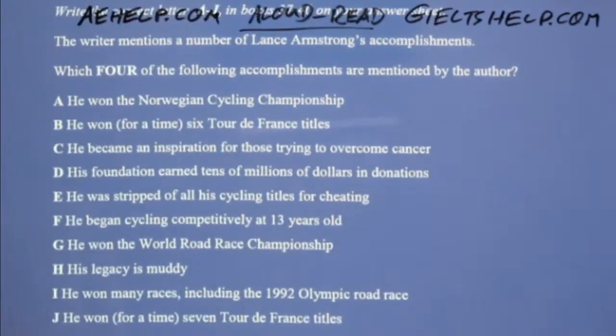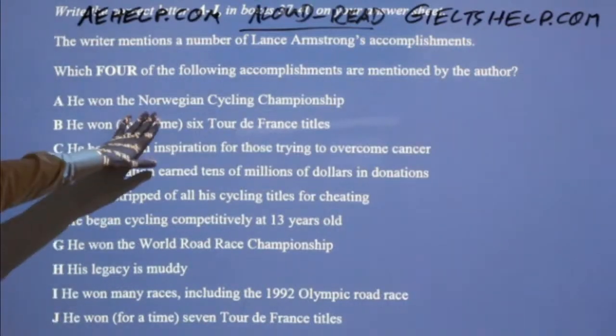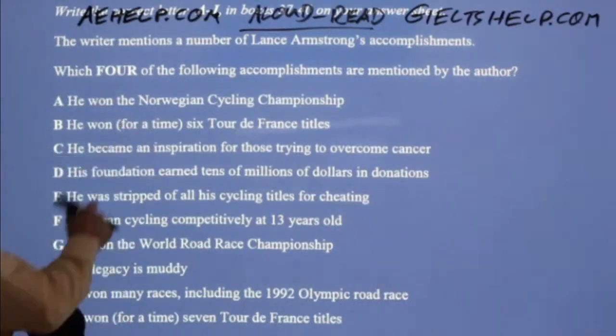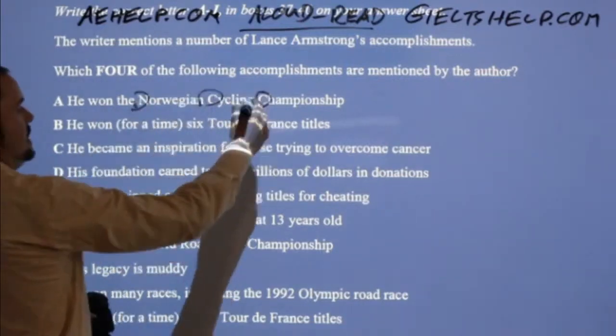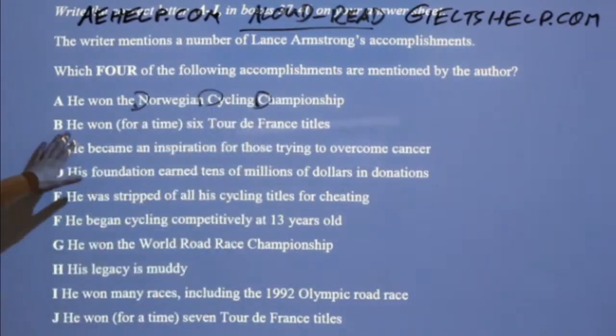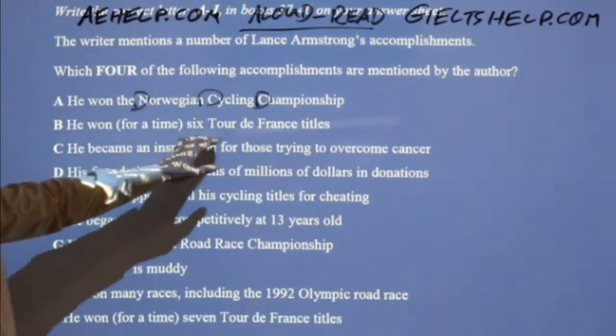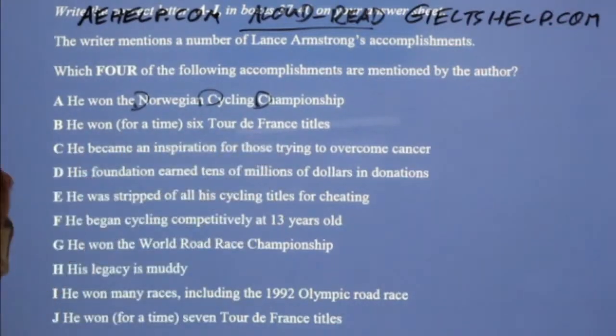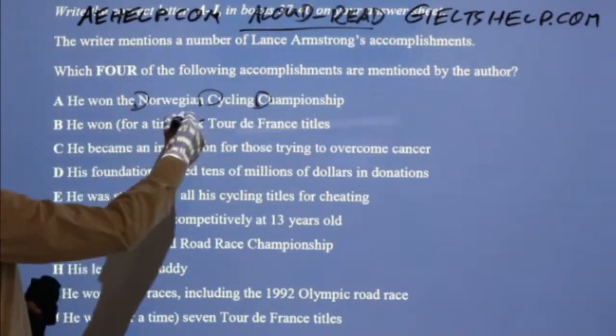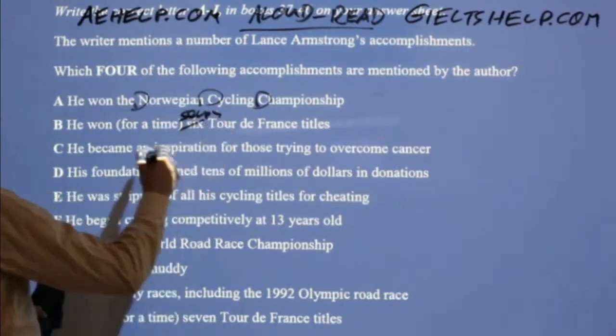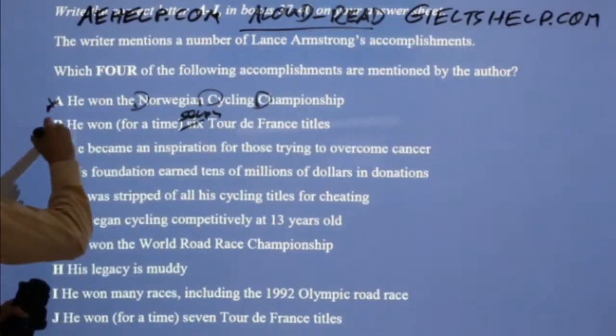So he won the Norwegian cycling championship. Maybe Norway road race, I think, because this is NCC, right? So that wasn't really it. He won 4 a time 6 Tour de France titles. I think he had 7, right? So that seems wrong. Okay, so these ones seem wrong to me.